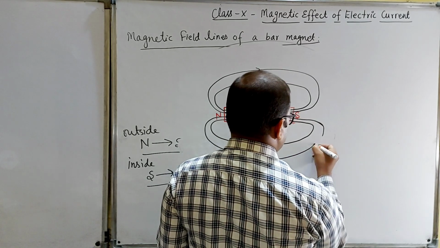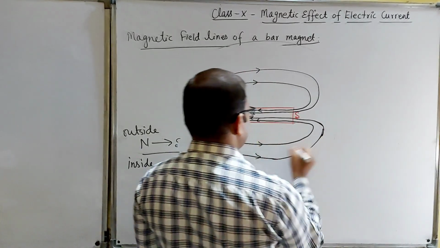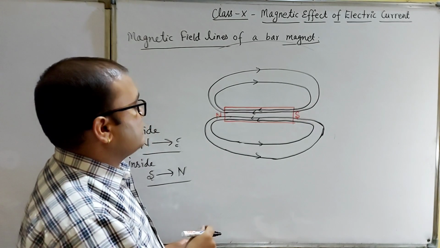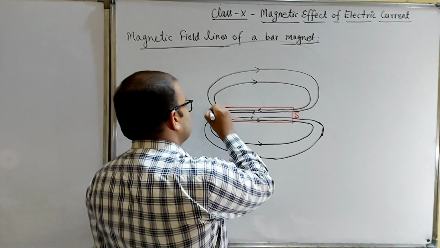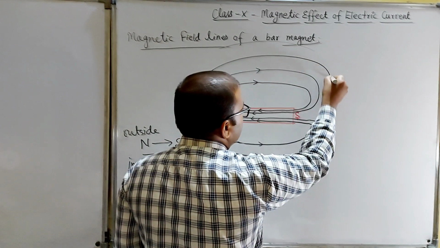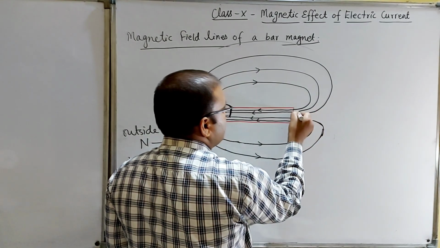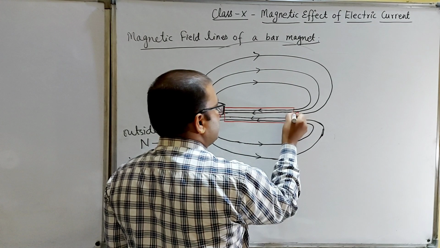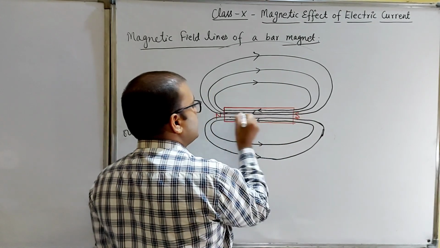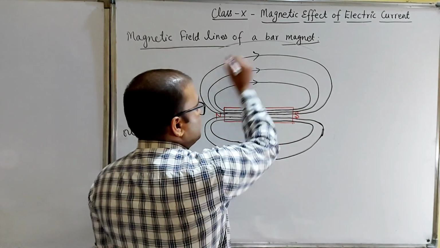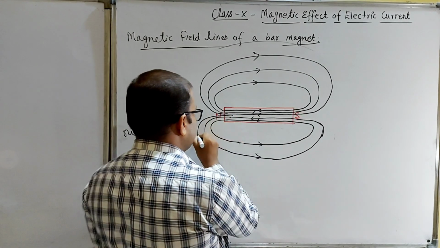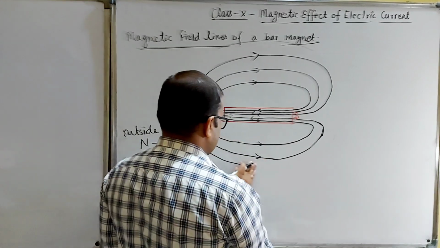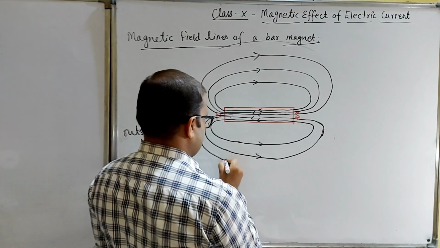You can make a proper diagram, in the proper drawing form. This is another magnetic field line. Suppose this is another magnetic field line. Outside north to south, and inside south to north. We are representing another magnetic field line like this.